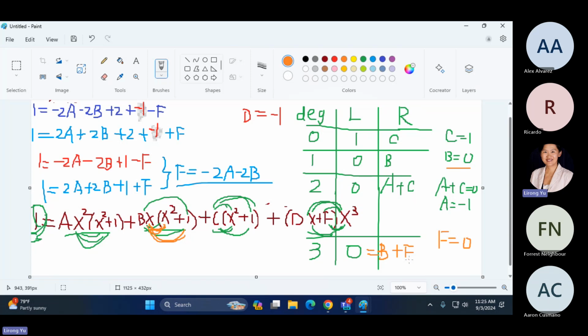All right, so we have A, B, C, and then F. Lastly is D. That's the degree 4 term. On the left side, there's no x to the 4th power, so we have 0. On the right side, we have A for the degree 4 term, and we also have the dx, so there's a D that has degree 4. A plus D equals 0, and A was negative 1, so D must be positive 1. That doesn't make sense.